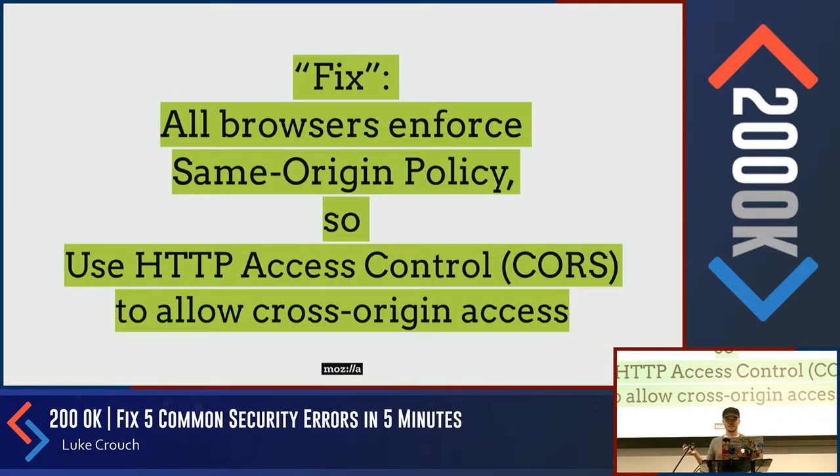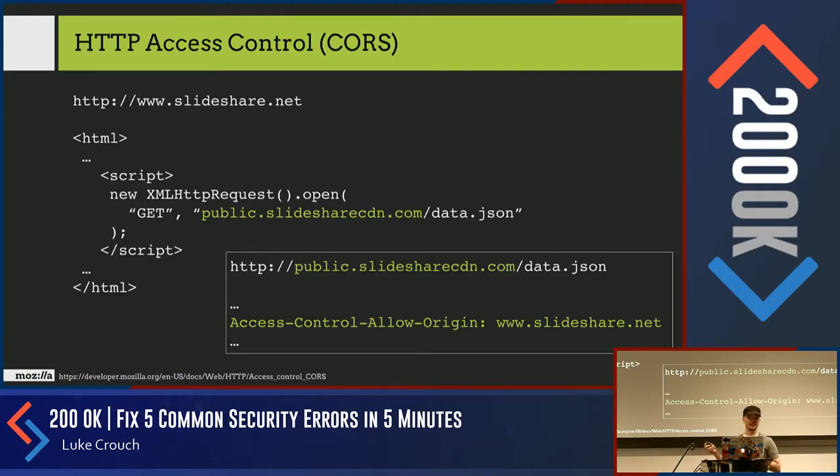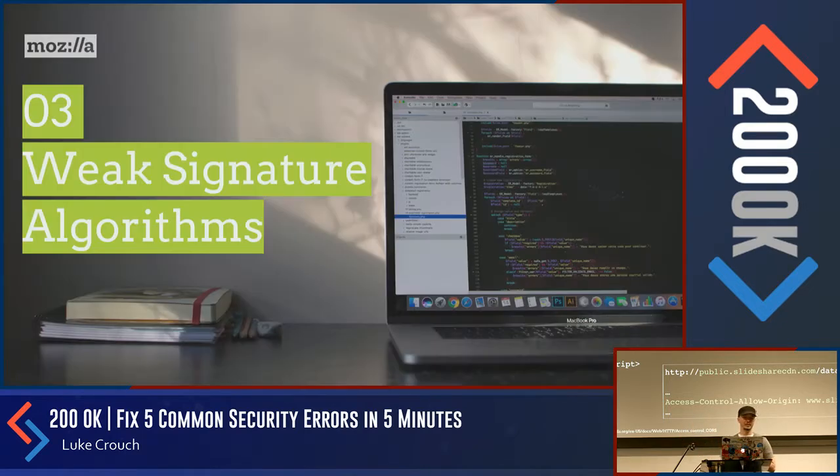The fix is that browsers actually already enforce the same-origin policy. So when you need to do this, you need to use HTTP access controls to allow it. This is what it looks like. On the JavaScript side, you've got the GET request going to a different domain. That domain needs to serve this HTTP header that says allow origin from slideshare.net. That means that server trusts JavaScript content from that other domain.